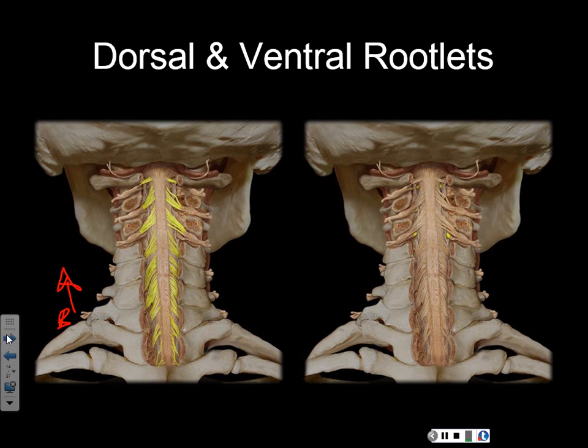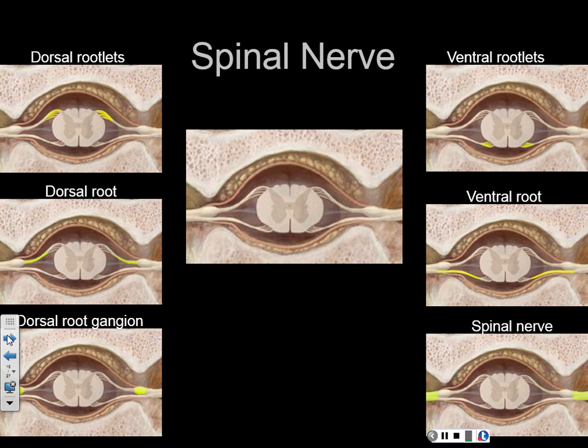So those are the rootlets, and the rootlets become the ventral and the dorsal root, and the dorsal root and the ventral root unite to form the spinal nerve. So you see what I'm saying? I like these pictures because they kind of sort of highlight each part so you can see yourself. You see what I'm saying? This will be the dorsal root, okay?